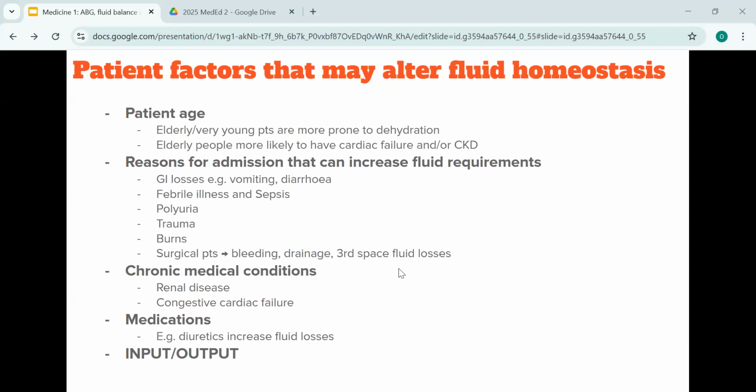And outputs include urine output, and if they've got a catheter, that's great. But also stools, vomiting, bleeding. So for example, a mum could have just come from a cesarean. She may have had a postpartum hemorrhage, and that's really important to know when considering the overall fluid status of your patient.